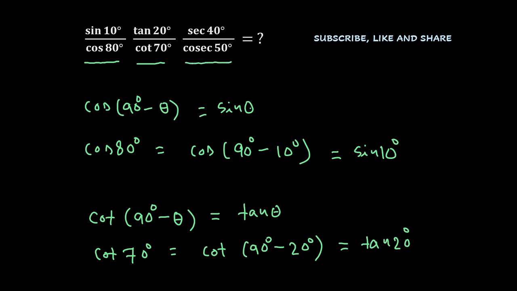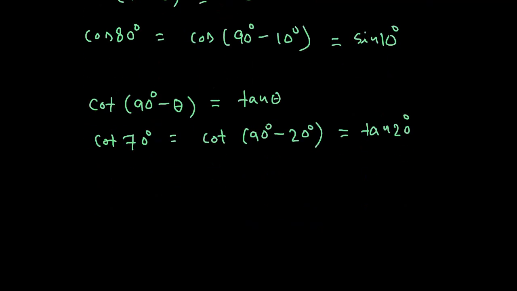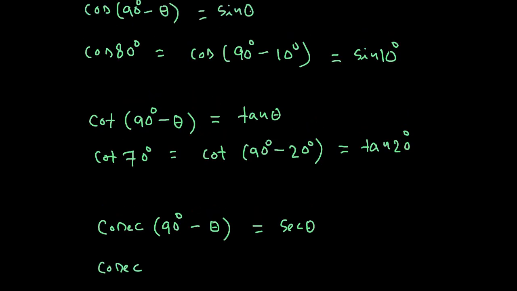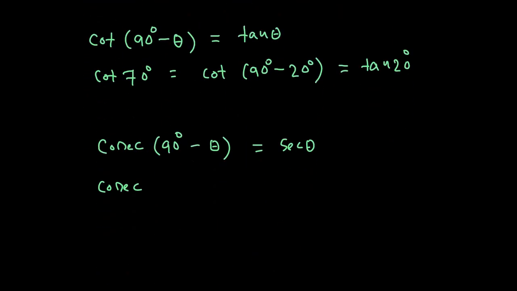Similarly, we have cosec 50 degree. So we can write cosec 90 degree minus theta equals sec theta. So for cosec 50 degree, we can write cosec 50 degree equals cosec 90 degree minus 40 degree equals sec 40 degree.